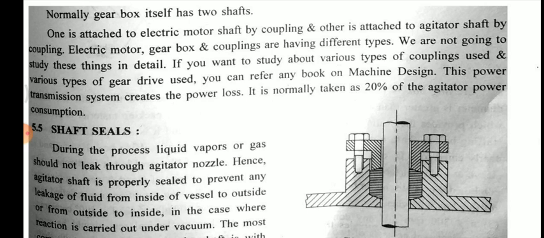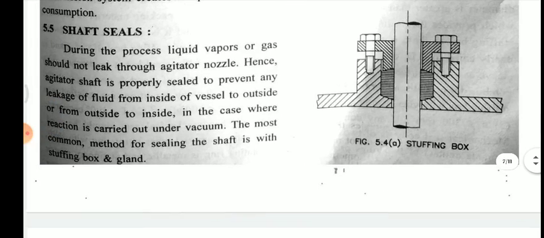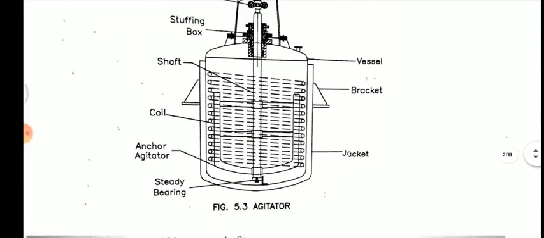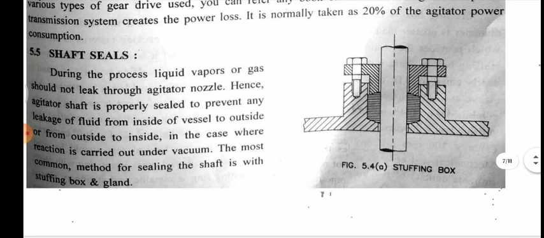Now the next one is the stuffing box, which seals the coupling and the shaft, and how it is used. So this one is a shaft seal, how the shaft is sealed. During the process, liquid, vapors or gas should not leak through the agitator nozzle.